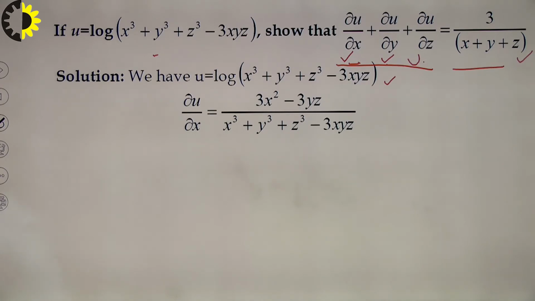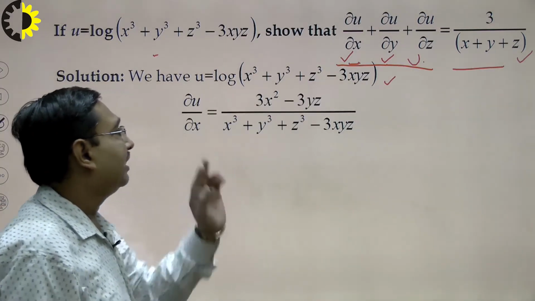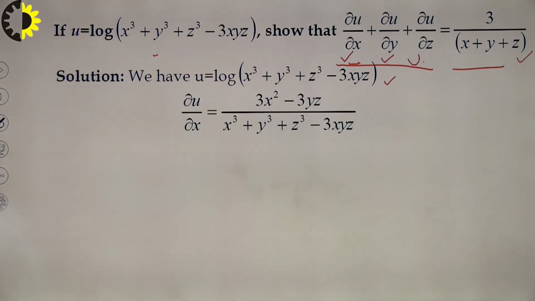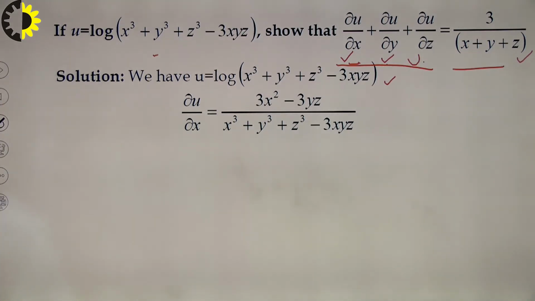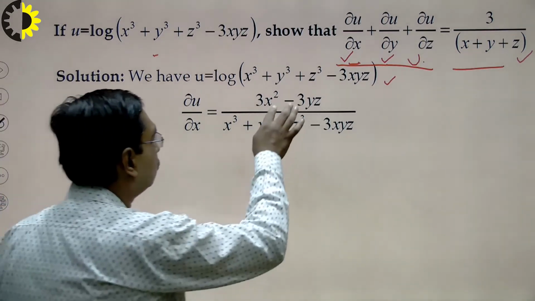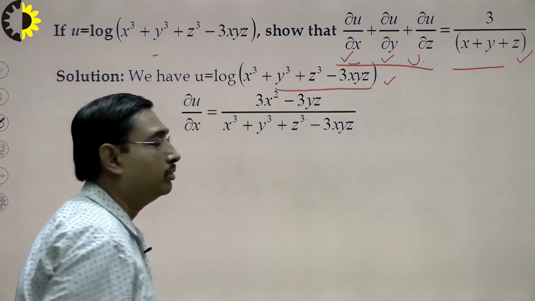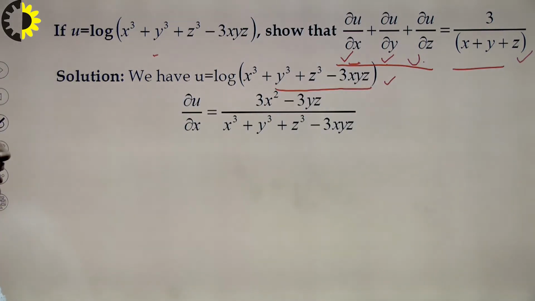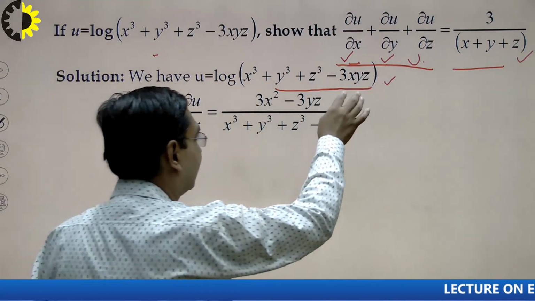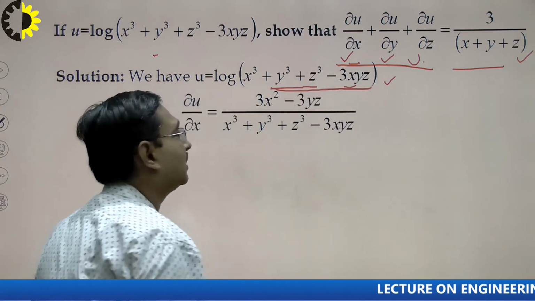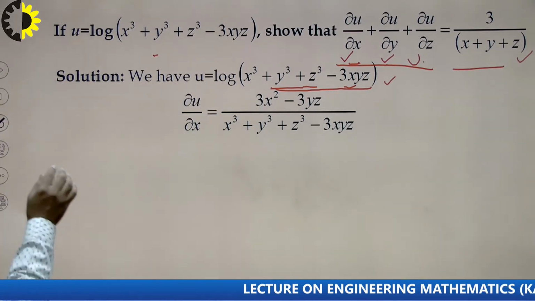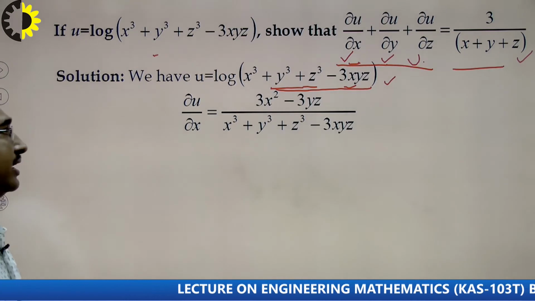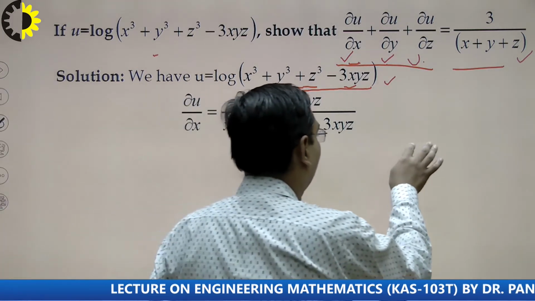Del u over del x will be the derivative of this function with respect to x. Now, when we differentiate it with respect to x, all other independent variables will be treated as constant. So, y cube plus z cube will remain constant, minus 3xyz will be variable, but y cube plus z cube will remain constant. Differentiating it by using the formula of derivative of log x.